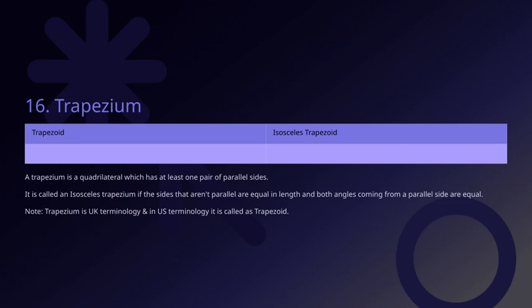It's important to note that the terminology varies depending on where you are. In the UK, we call it a trapezium, but in the US, you'll hear it referred to as a trapezoid. Understanding these distinctions helps us see how the properties of these shapes relate to their symmetry and overall structure, which ties into our broader theme of exploring geometric figures and their unique characteristics.